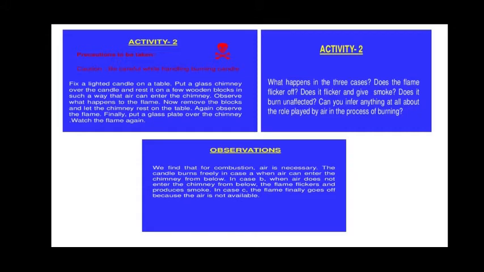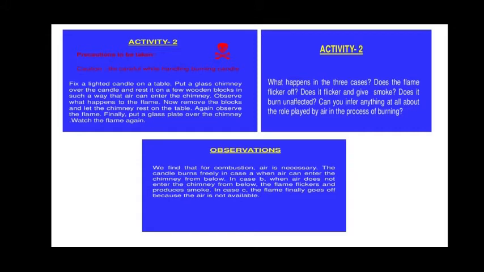So we are doing three different activities: one with the chimney, another with the chimney having small openings with the help of the blocks, and the third completely covered with the plate above the chimney. In each of these cases, students, observe whether the flame was there or smoke was there. If the flame was there, was it flickering? Flickering means it will be shaking. Does it affect the burning process?